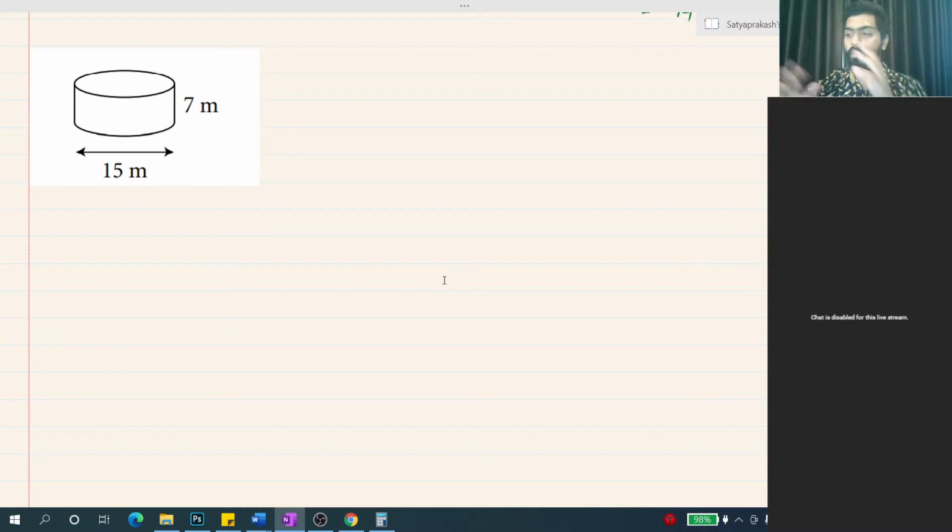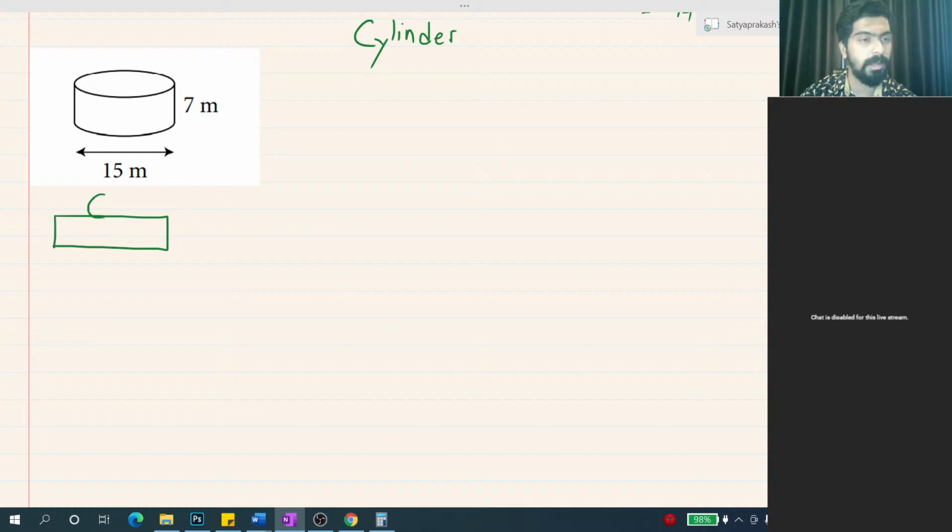So what we have here is a cylinder. Let me write it down. This is what we call a cylinder. In a cylinder, if you take a look at it, it will look something like this, right guys? So we have two circles and one curved surface area.